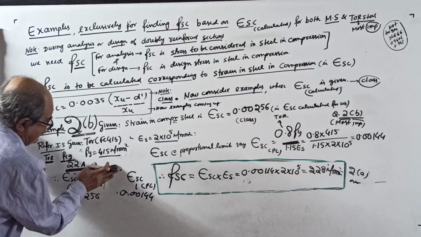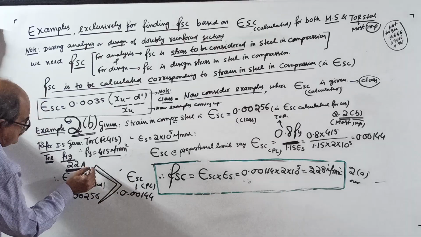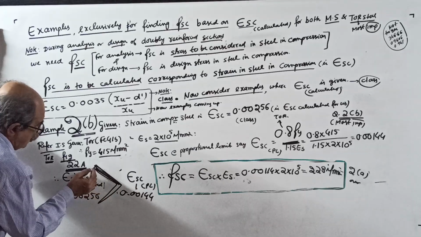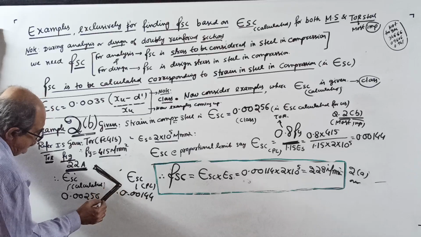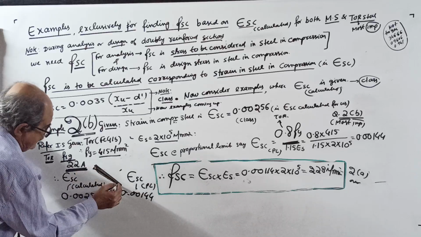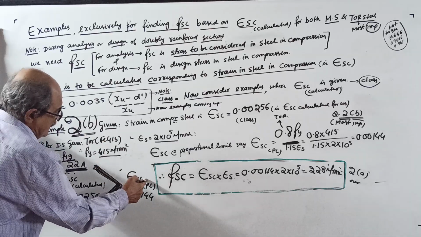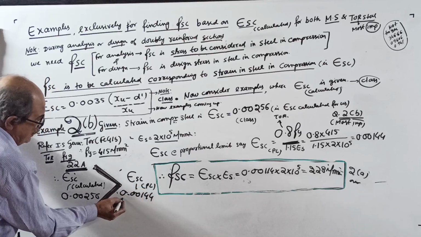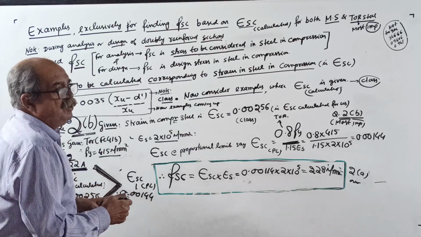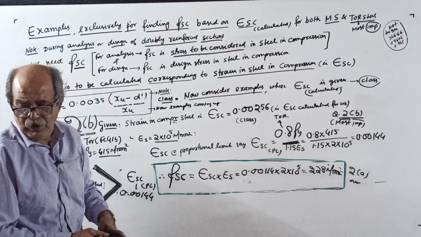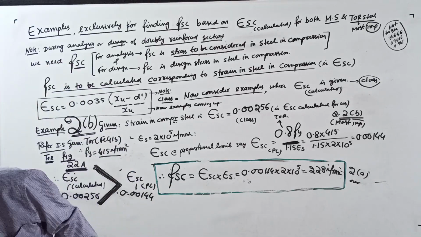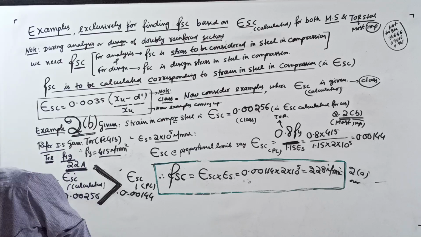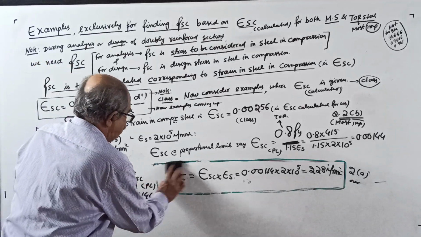0.00256 is what? Is more. This is the most popular case. I told you practically 100% more than epsilon SC at proportional limit 0.00144. Now you cannot do it this way. I will tell you now what to do. See, where I kept it. That rubbing part is the usual problem. Here. Now see, now this will go.